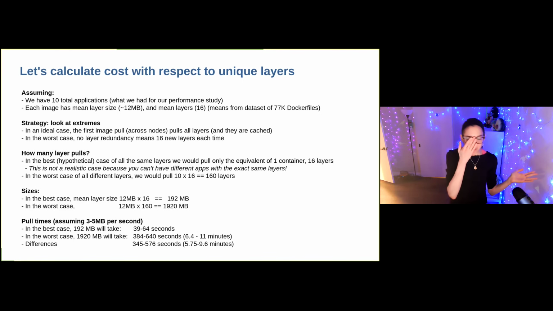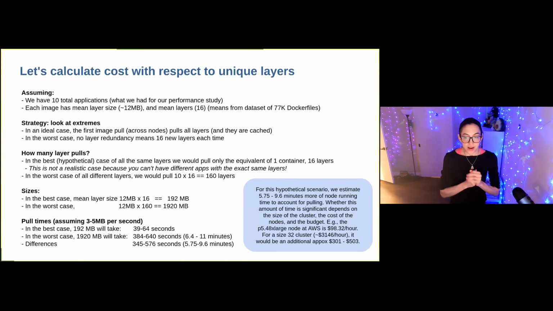Not bad. I have many memories of pulling containers, and that seems like a very reasonable thing. In the worst case, it can take 6.4 to 11 minutes. So we subtract those two, and the difference in our decision for how we build our containers comes down to an additional 5.75 to 9.6 minutes. So now the question is, okay, what does that actually mean in terms of money?